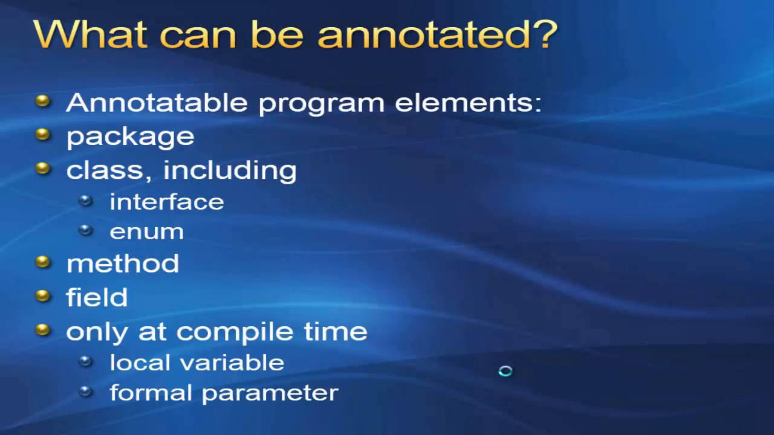Which are the things that can be annotated? You can put the annotation on packages, classes, interfaces, enumerations, a method, a local variable, or a formal parameter. This is only done at compile time. It is not possible for you to put the annotation at runtime.